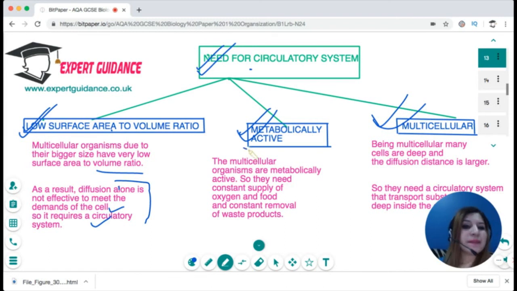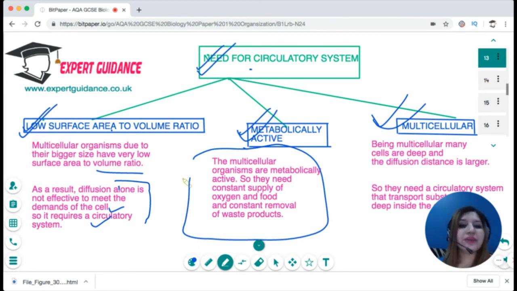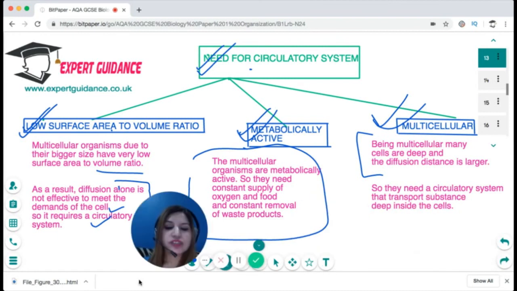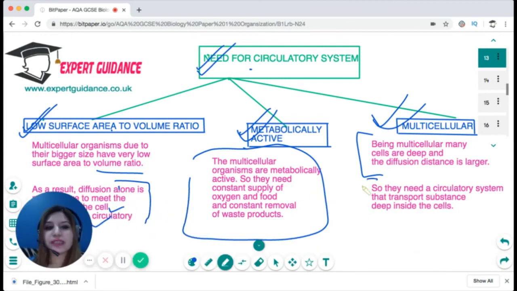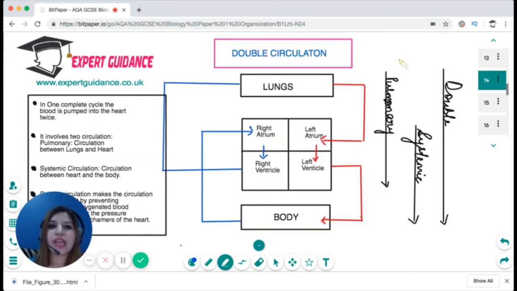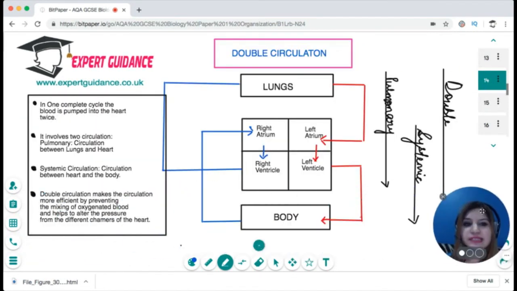Now, being metabolically active, we need a constant supply of oxygen, glucose, and nutrients. And at the same time, the waste product is also made at a greater level. So we need a constant removal of waste products. So we need a circulatory system to do that task. And being multicellular, we have lots of cells which are deep inside. So diffusion distance is too large. So we need a circulatory system to transport substances deep inside to the cells as well. So therefore, we have this circulatory system, and the circulatory system we have is double circulation.